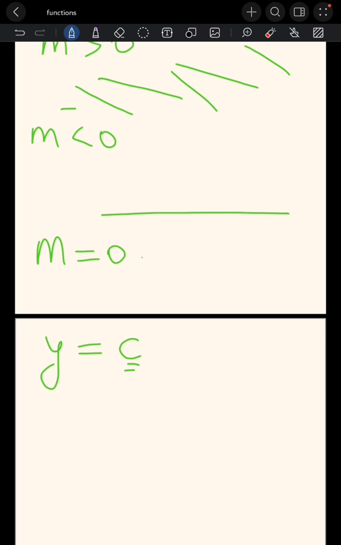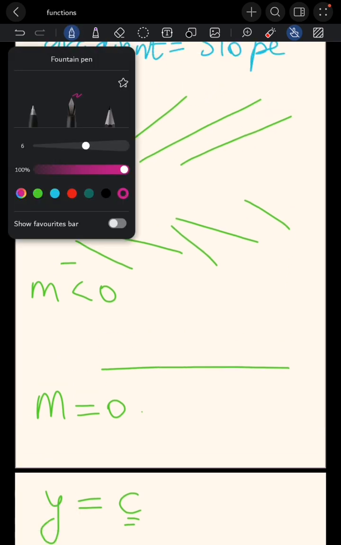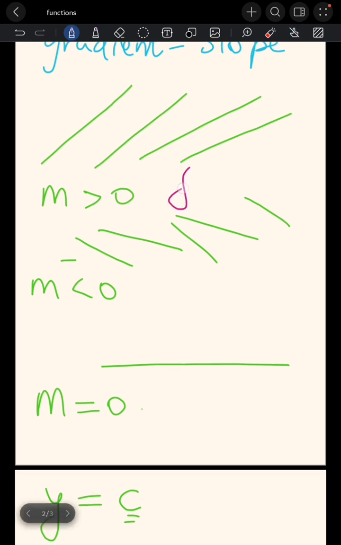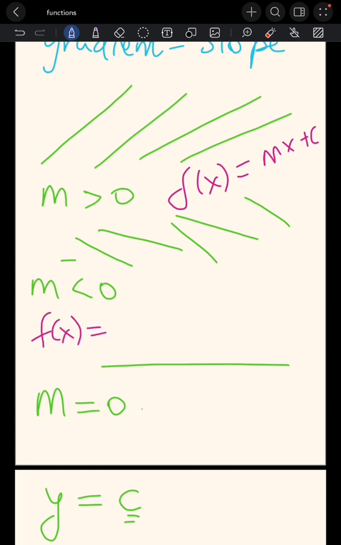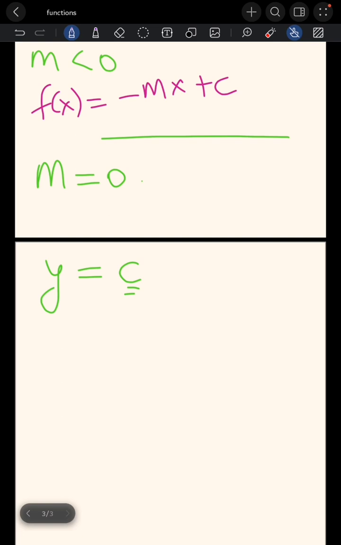So for these lines that have the gradient greater than 0, the equation can be something like f of x is equal to whatever the m value is, x plus c, if it cuts the y-intercept. Here, less than 0, it can be f of x is equal to whatever the m value is, x plus c. And then the same applies for m equal to 0. It's going to look like this.